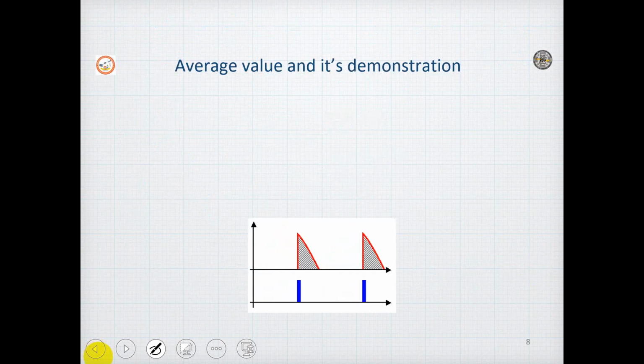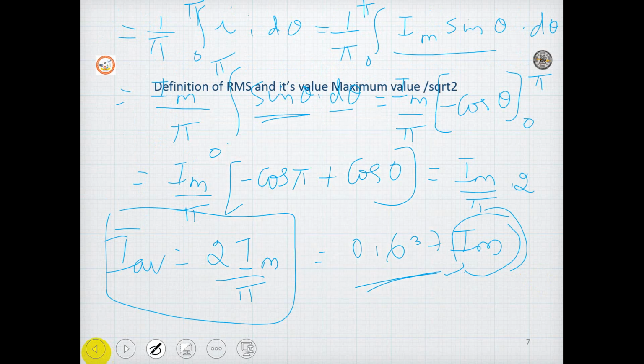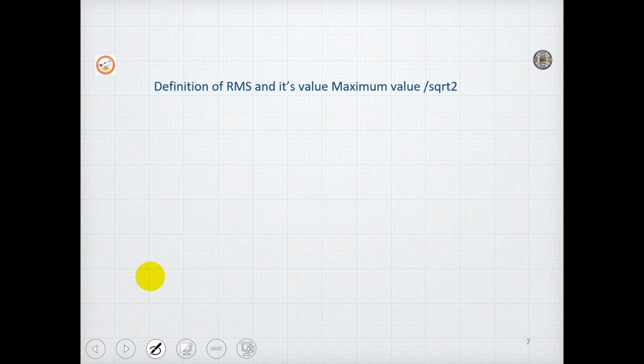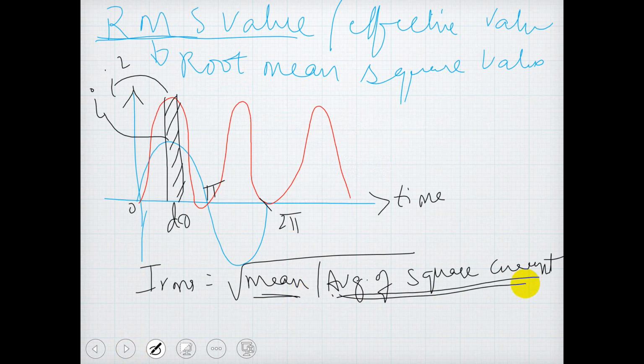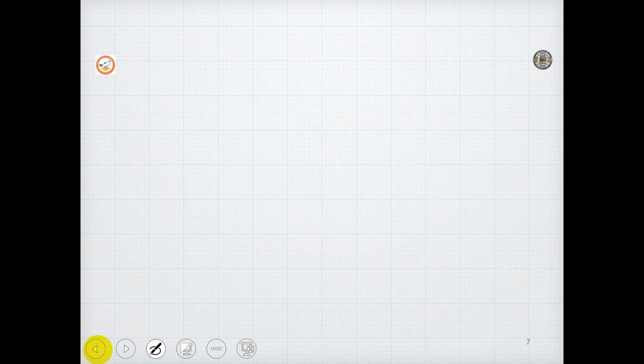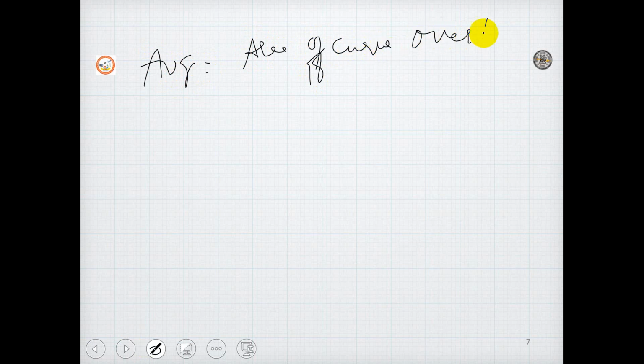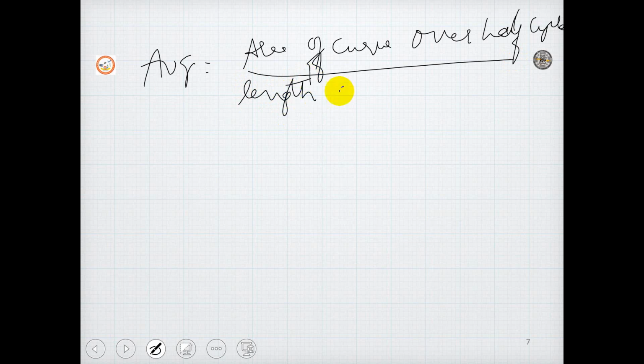So for that, as I said, observe this. If I find the mean or average of the square current, I would get the IRMS value. So first let us find the mean or average of the square current. We know average value is given as the area of the curve, as I defined earlier, over the half cycle, divided by the length of the base over the half cycle.